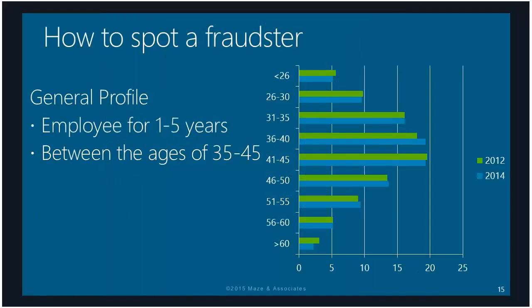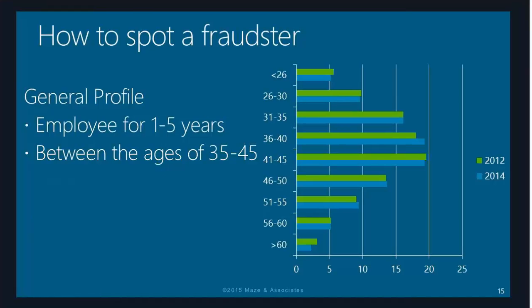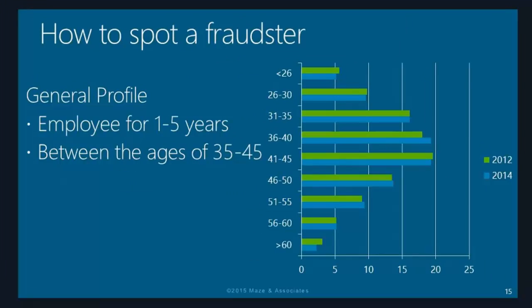So how to spot a fraudster? The general profile of somebody that's stealing from the organization. Usually it's an employee of 1 to 5 years, and that accounts for 45% of all cases. An employee 6 to 10 years with the organization is 23% of all cases, and if you're over 10 years with the organization, it's about 25% of all cases. Usually employees are between 35 and 45 years of age, but the highest average loss is over 56 years old. Those are more the executive frauds, like we said back, which average around $600,000 of loss to the organization.